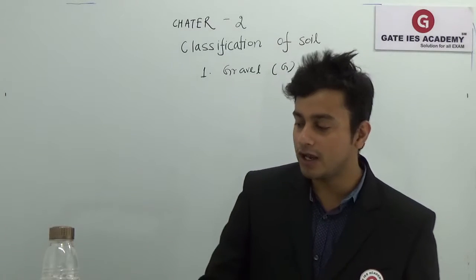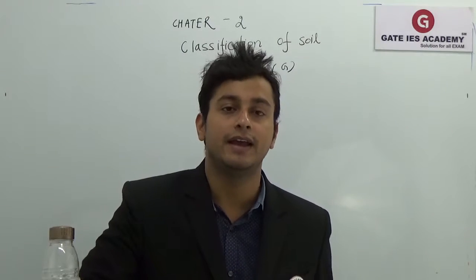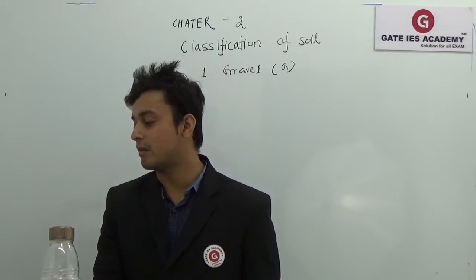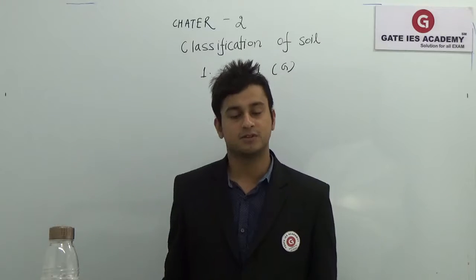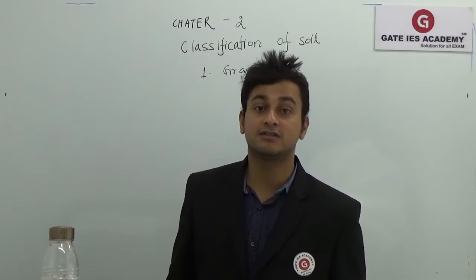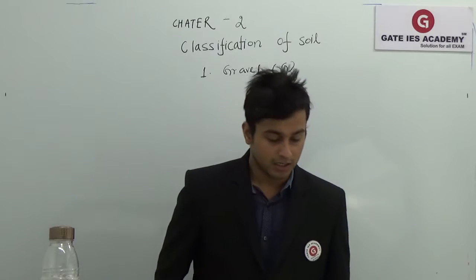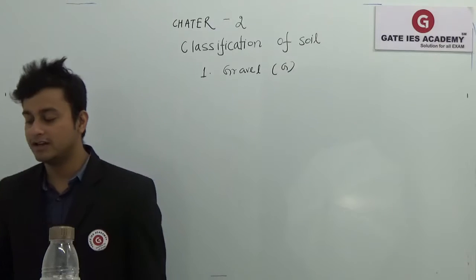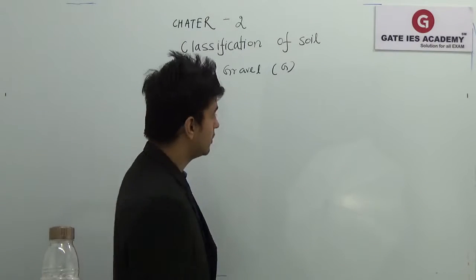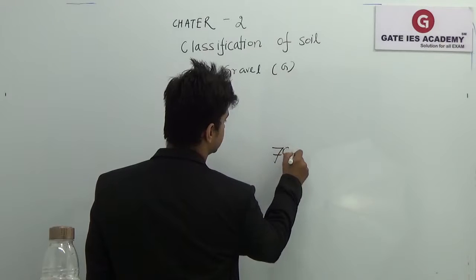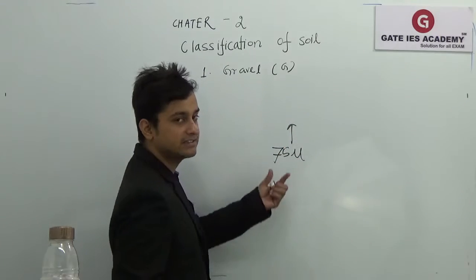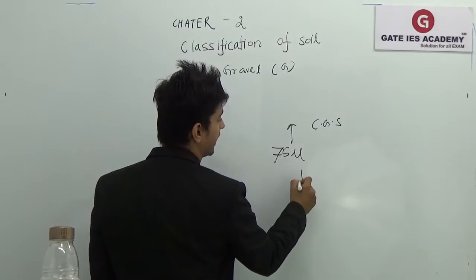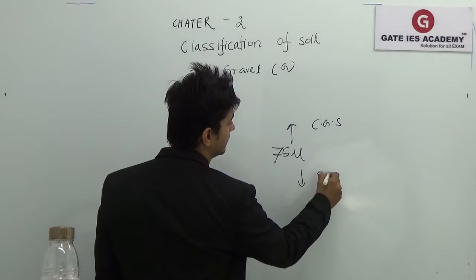Now, we know that a soil can be termed as a coarse-grained soil if it is more than 75 micron or not. So firstly we have to know whether the soil is greater than 75 micron. If it is greater than 75 micron, it is obviously a coarse-grained soil. So if a soil has sizes more than 75 micron, it is a coarse-grained soil, and if it is finer than 75 micron, it is a fine-grained soil.